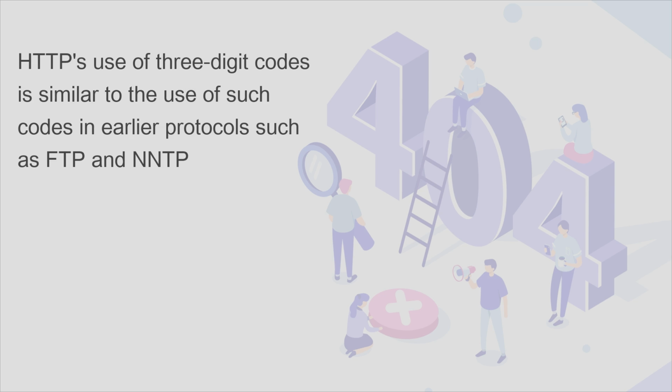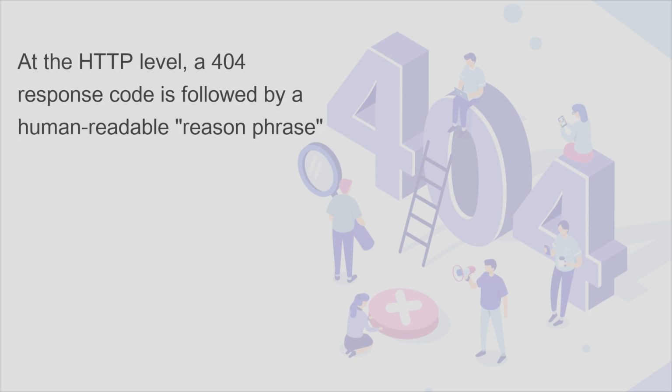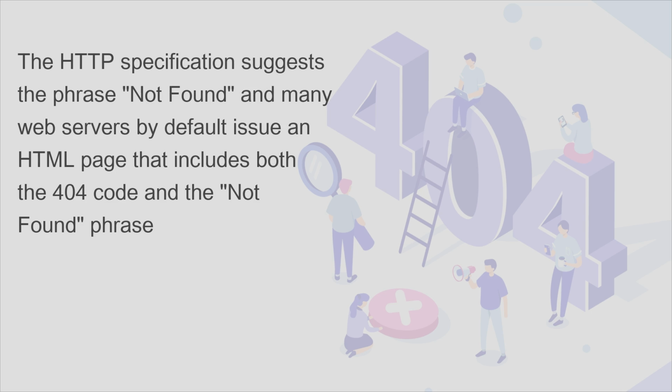HTTP's use of three-digit codes is similar to the use of such codes in earlier protocols such as FTP and NNTP. At the HTTP level, a 404 response code is followed by a human-readable reason phrase. The HTTP specification suggests the phrase "not found" and many web servers by default issue an HTML page that includes both the 404 code and the "not found" phrase.